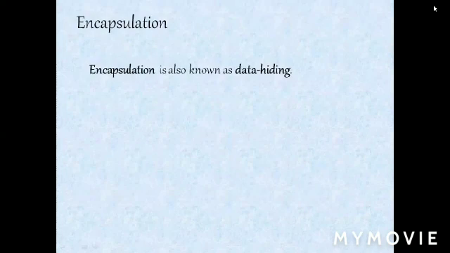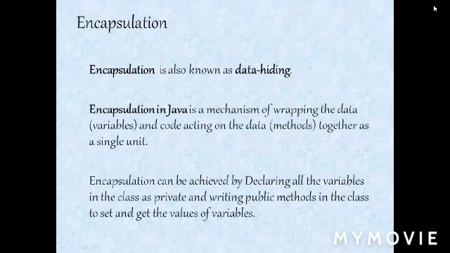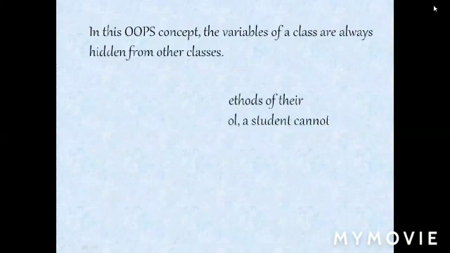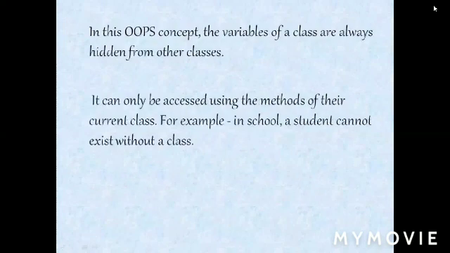Now, let us see what encapsulation is. Encapsulation is also known as data hiding. Encapsulation in Java is a mechanism of wrapping data, that is, variables and methods, together as a single unit. Encapsulation can be achieved by declaring all the variables in a class as private and writing public methods in the class to set and get the values of variables. Here we have to set and get the values by setter and getter methods.